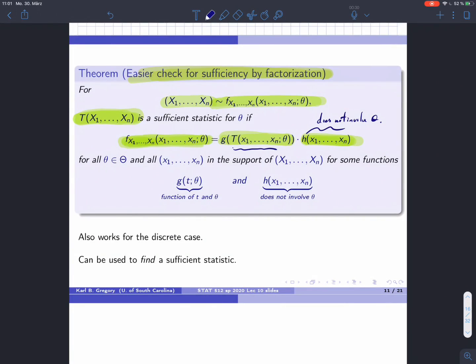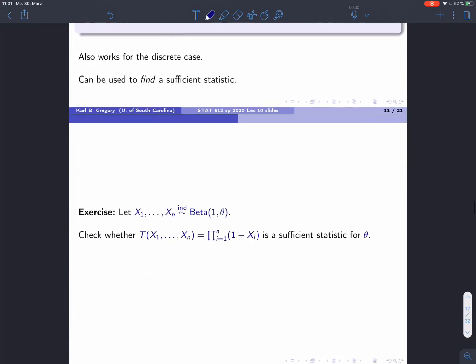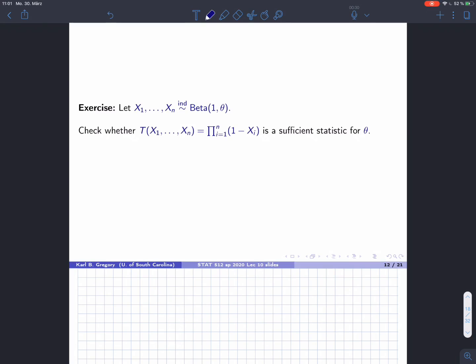So let's see how this works in an example. Here we've got a random sample from the beta distribution. The first parameter, this alpha, is equal to 1, and this theta is like our beta. And we want to check whether this crazy looking thing is a sufficient statistic for theta.